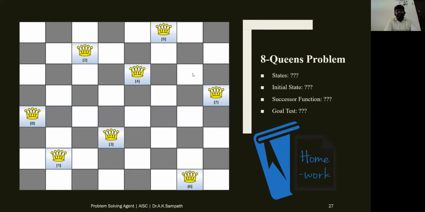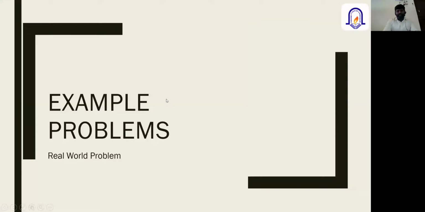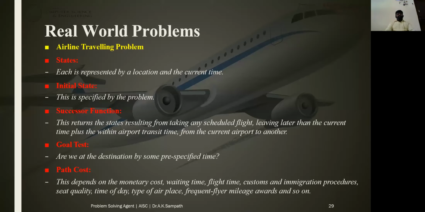That means how successfully you placed all the 8 queens in the checkerboard. So that is the goal. I hope it's clear for all of you, right? And we'll move to the next real world problem.